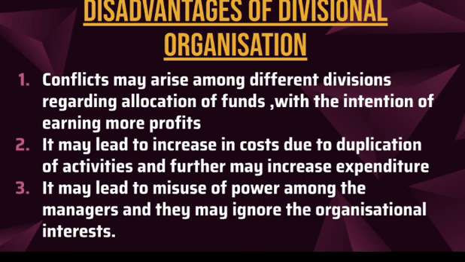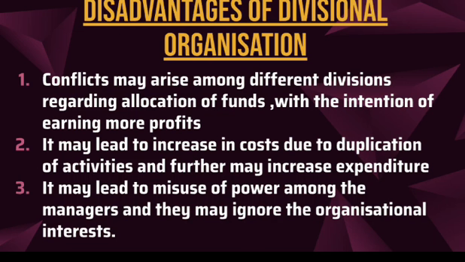Second, it may lead to an increase in cost due to duplication of activities, and further may increase expenditure as well. Unlike our functional structure, wherein there is no duplication or overlapping of activities, here duplication of activities may take place, because divisional organization is based on products and then followed by functions. Sometimes there is overlapping of work or some confusion. Then the operating cost will increase, and this will lead to increased cost.